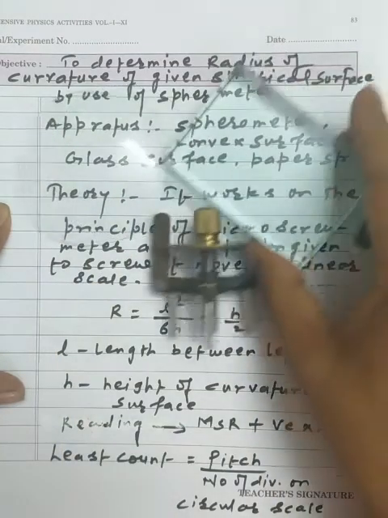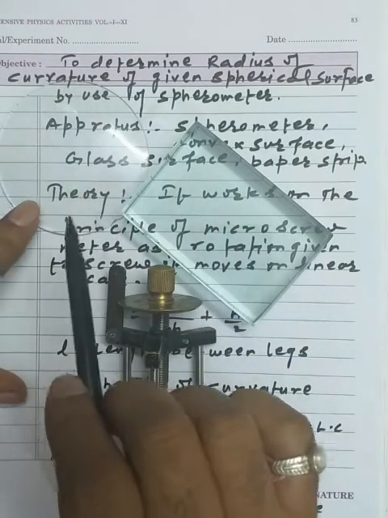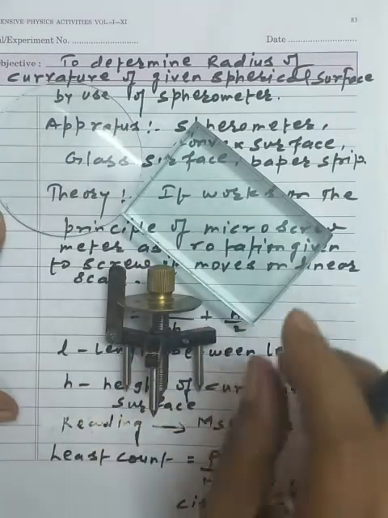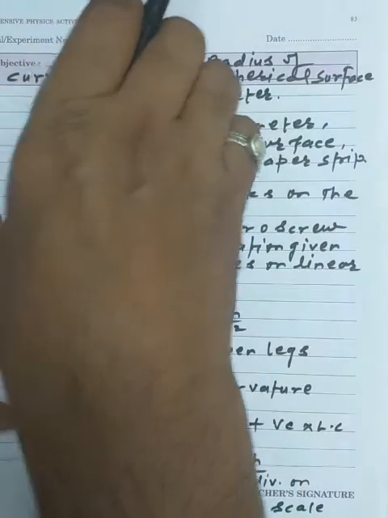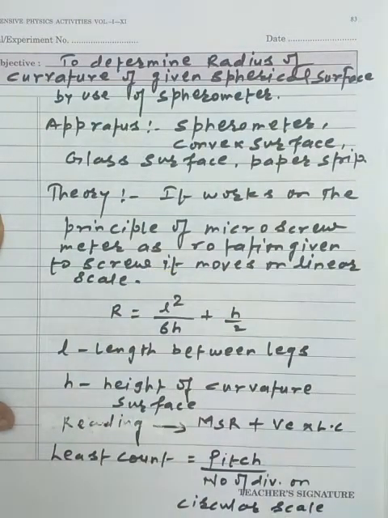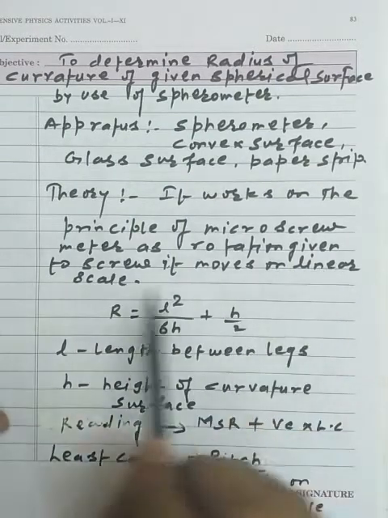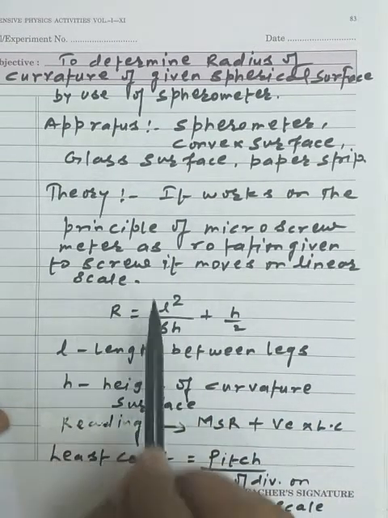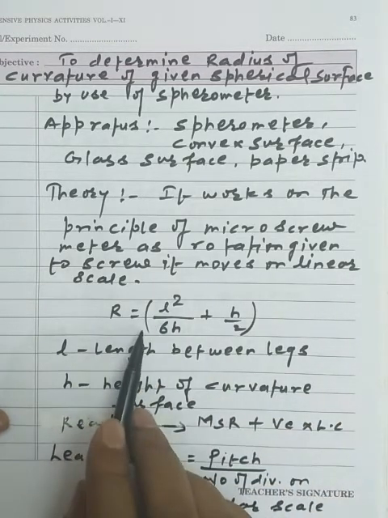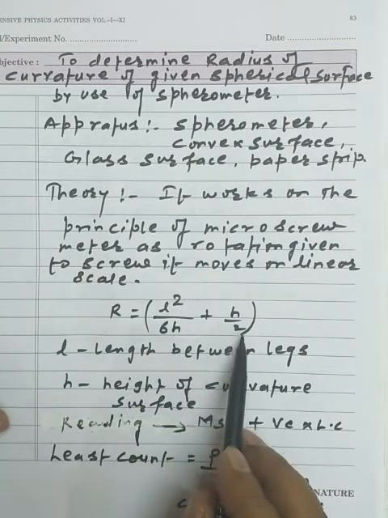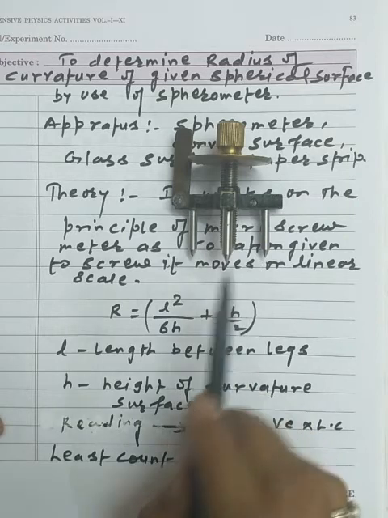We have the glass slab, because we are taking the measurement on a plane surface as well as on a curved surface. What is the basic concept on which the spherometer is based? It works on the principle of the micrometer screw. As rotation is given to the screw, it moves along a linear scale. The formula for the radius of curvature is R = L squared upon 6h plus h by 2, where L is the length between the legs of the spherometer.